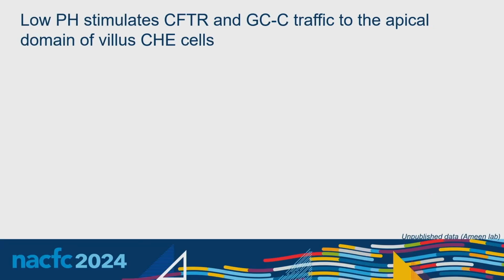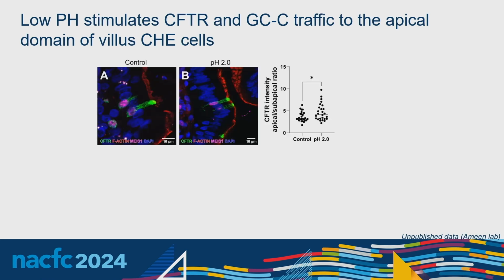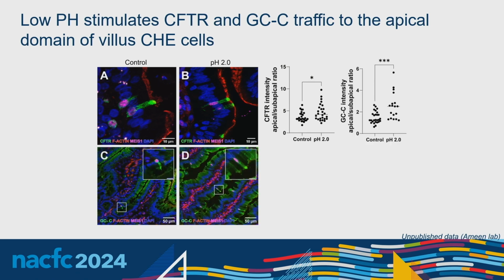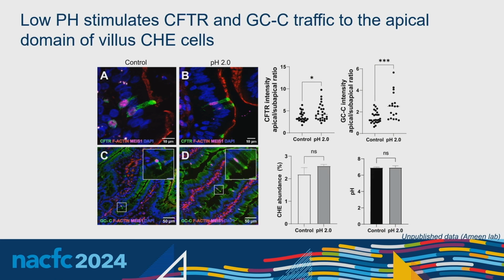So what about CFTR and GCC? We looked at that under conditions of acidity. And here you can see that CFTR also traffics rapidly when the pH is lowered in the lumen, as shown by the fluorescence intensity. GCC is doing the same thing. Now, GCC is present in the apical domain in the villus enterocytes, but enriched in these cells also, and it robustly traffics to the apical domain under acidic conditions. The lumen of the intestine is able to buffer that acidity, so the pH is restored pretty quickly when you lower the pH, indicating that these cells, in addition to other cells, are able to deal with the acidity through buffering capacity.